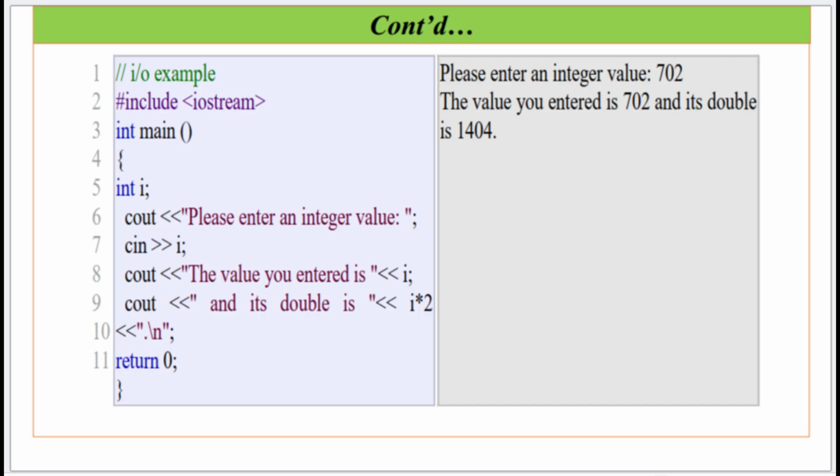I/O example: #include <iostream>, int main, int i; cout << "Please enter an integer value: "; cin >> i; cout << "The value you entered is " << i; cout << " and its double is " << i*2 << ".\n"; return 0. Output: Please enter an integer value: 702. The value you entered is 702 and its double is 1404.